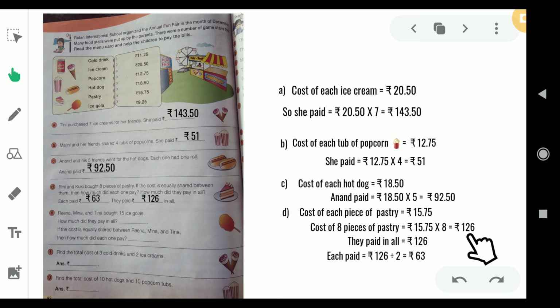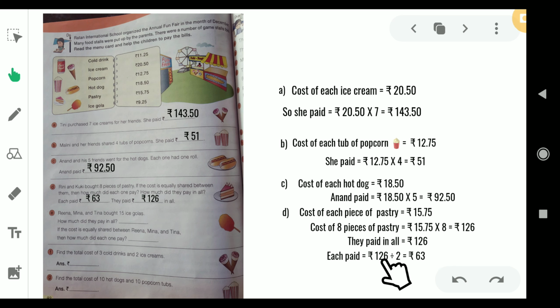So this is the total money they both have paid. That's why we have to write here, they paid 126 rupees in all. But look here, if the cost is equally shared, there are two persons, Rini and Cookie, and they paid these 126 rupees together. But after paying this, they want to divide this money between them. So 126 is the total money they have paid.